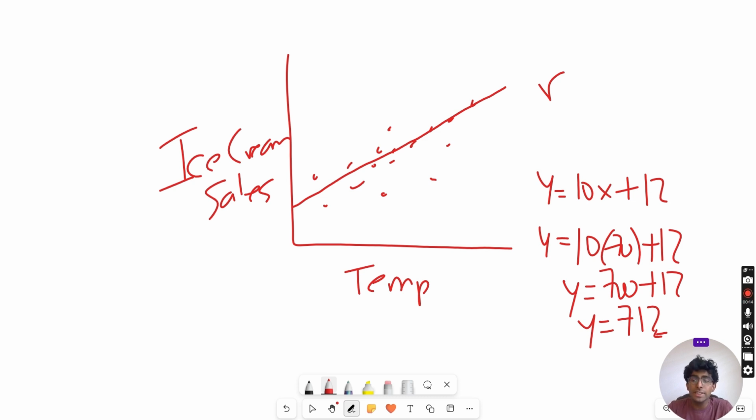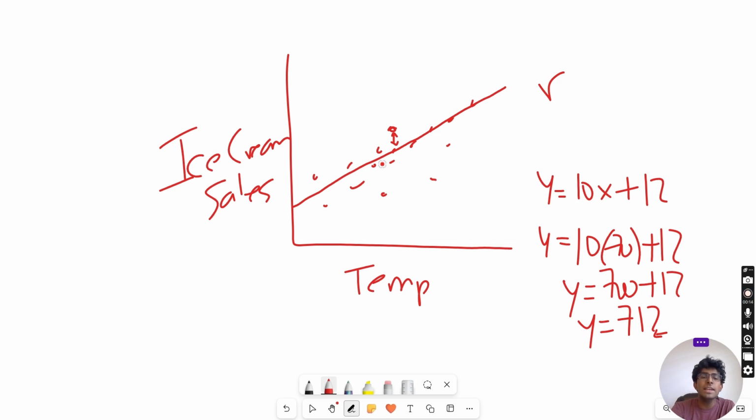Another question that could be asked from a scatterplot is, let's say you're given an actual data point. Like let's say this one here seems to be above where it's supposed to be on the best fit line. And let's say we need to find the distance between the best fit line and the actual point. In statistics, this is called a residual.